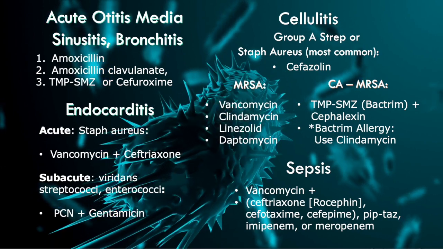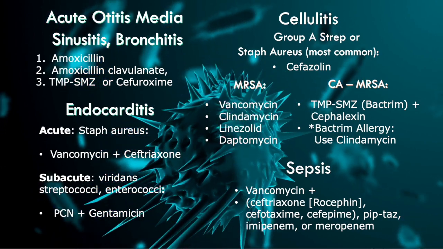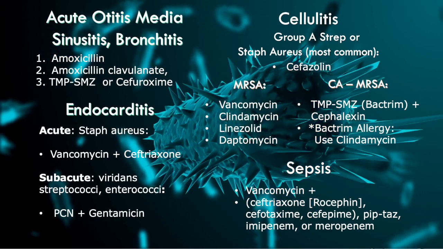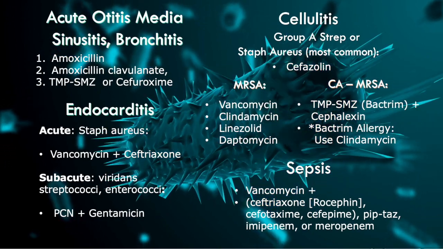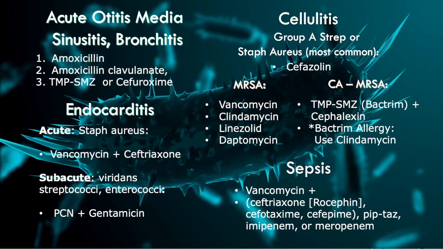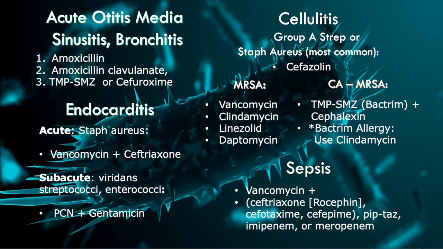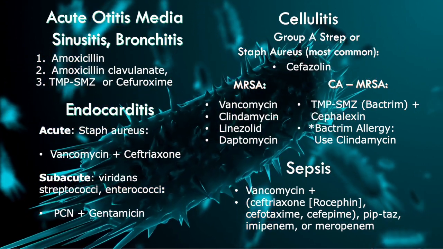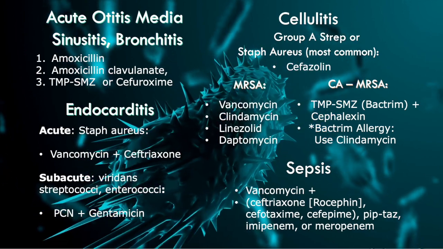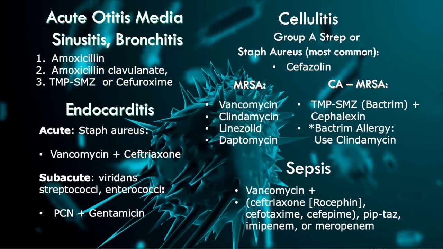Then we have the endocarditis, which is your Staph aureus for the acute endocarditis, and we would treat that with a vancomycin plus a ceftriaxone. Then we have the subacute endocarditis, which has the bacteria viridans streptococci and enterococci as possibilities. That's why we would use penicillin plus gentamicin.